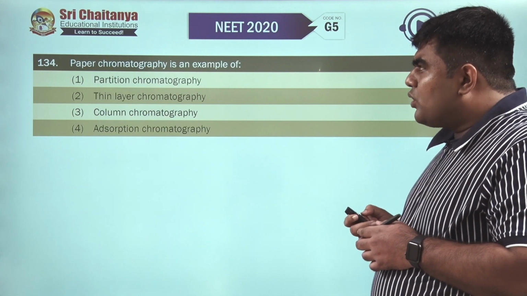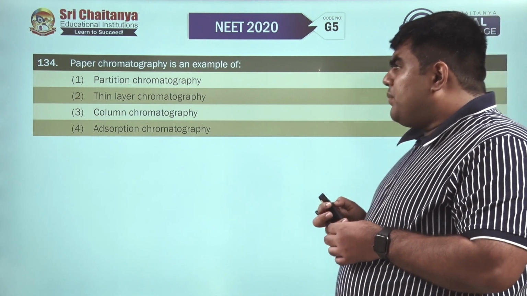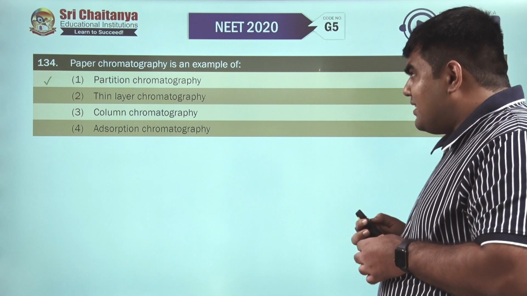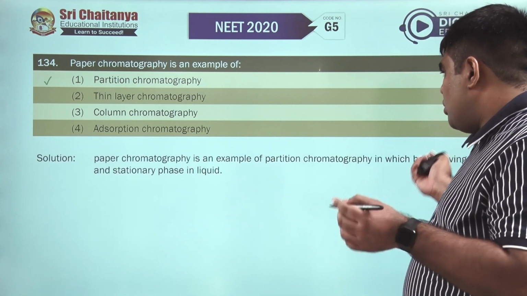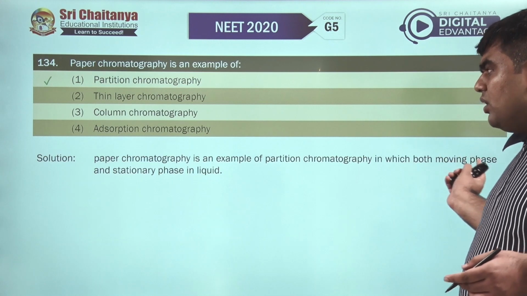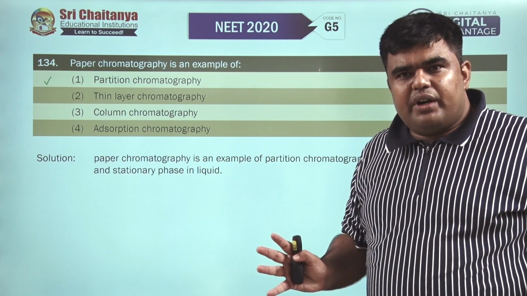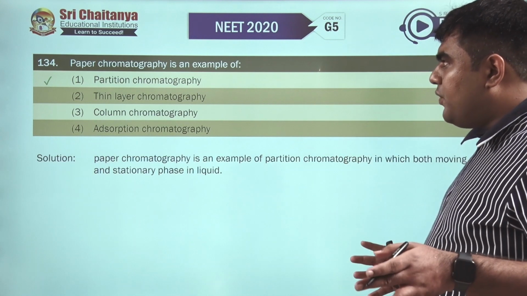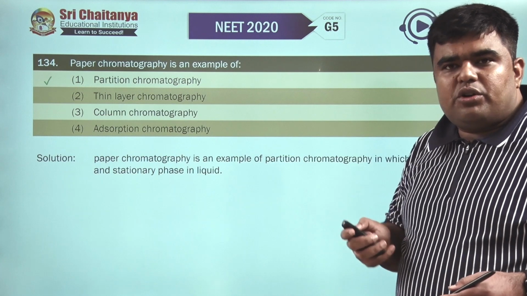Moving to question number 134. Paper chromatography is an example of. We all know that paper chromatography is an example of partition chromatography. In paper chromatography, both the moving phase and the stationary phase are liquid. So for question number 134, we'll go with the first option, that is partition chromatography.